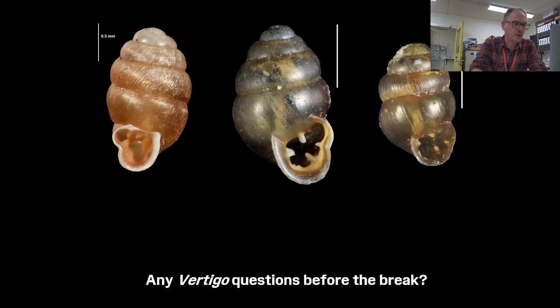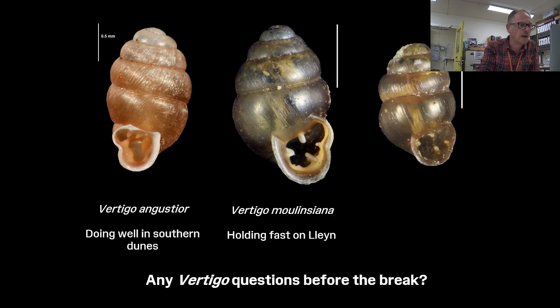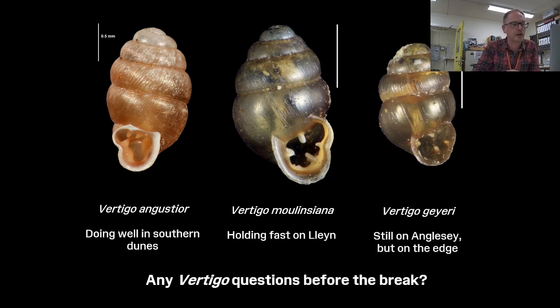So that was a whistle-stop tour through the 3 vertigo species in Natur Llanbedrog. Angustior, which is doing rather well in the southern dunes, which is great to see. Moulinsiana, which seems to be holding fast on Pen Llŷn, although we don't have any new sites for it yet. And Vertigo geyeri, which is still living on Anglesey, but is right on the edge. So that is the one that personally I'm most concerned about, because I think that's one of all the molluscs that I know of in Wales. This is one of the top 3, I think, that is a threat of disappearing in our lifetime. So whatever Natur Llanbedrog can do to maintain it will be most welcome.